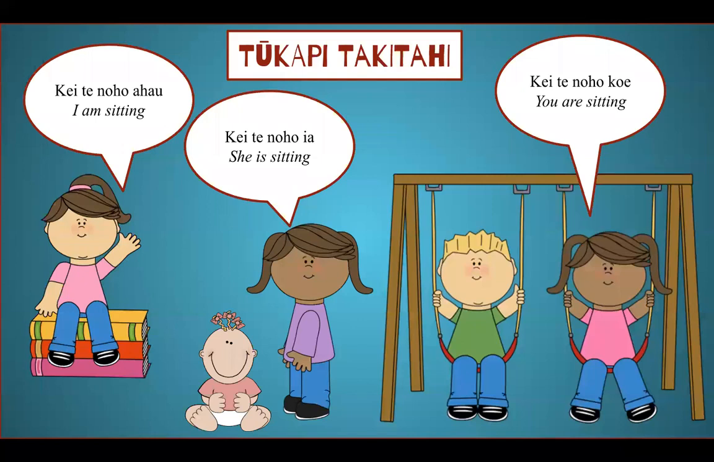Here are some examples of different types of sentences using pronouns and the tū mahi poro, noho, to sit. These ones are tūkapi takitahi, which are the ones that talk about one person. When you're looking at these, it's important to pay careful attention to the person who is speaking and the person, people, or animal they are speaking about. Kei te noho ahau, I am sitting. Kei te noho ia, he, she, or it is sitting. In this case, it's she. Kei te noho ia, she is sitting. The last one, the girl is speaking to the boy using koe. Kei te noho koe, you are sitting.